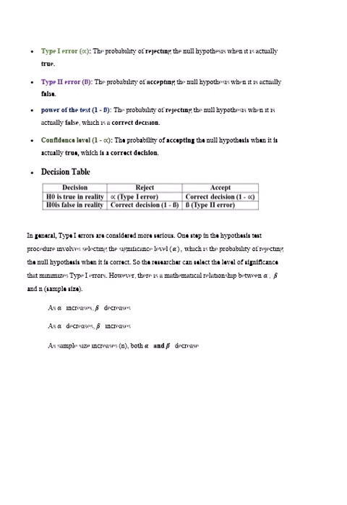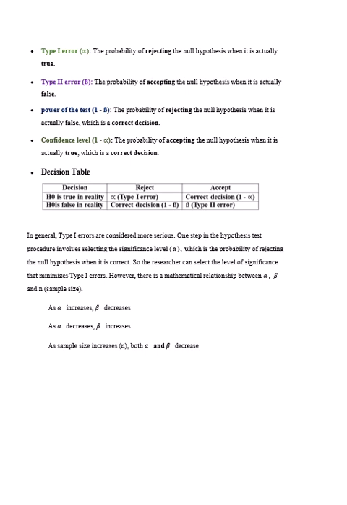Type 1 error, alpha, the probability of rejecting the null hypothesis when it is actually true. Type 2 error, beta, the probability of accepting the null hypothesis when it is actually false. Power of the test, 1 minus beta, the probability of rejecting the null hypothesis when it is actually false, which is a correct decision. Confidence level, 1 minus alpha, the probability of accepting the null hypothesis when it is actually true, which is a correct decision. In general, type 1 errors are considered more serious.